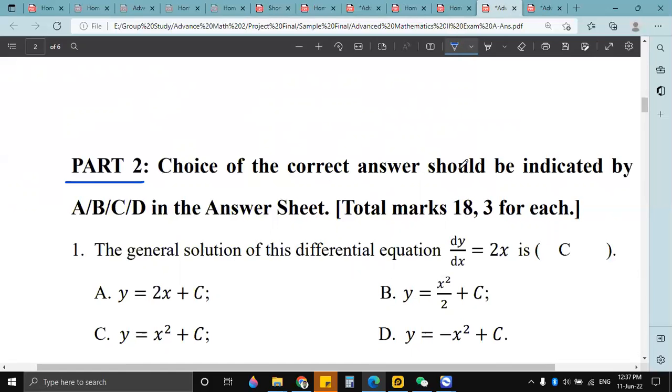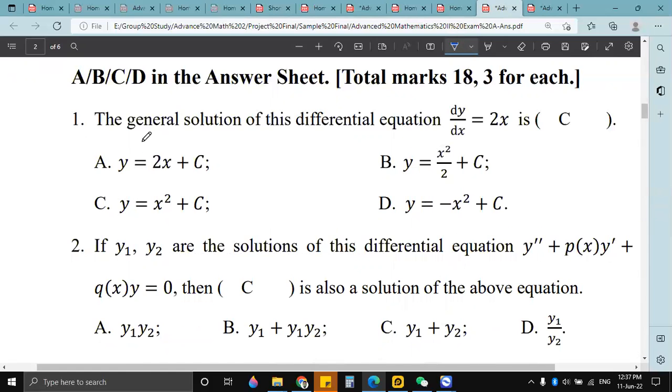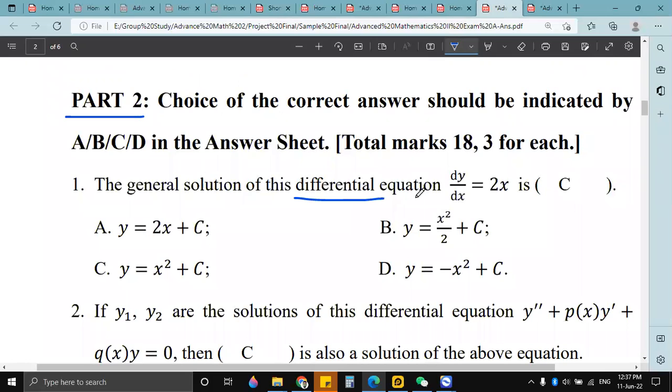Choice of the correct answer should be indicated by, okay. The general solution for this differential equation dy by dx is equal to x. So which of these do we have to think is the general solution, right? So we have to take this dx on the right side because we have to find dy by dx, right? And in the options we have only y on the left side.